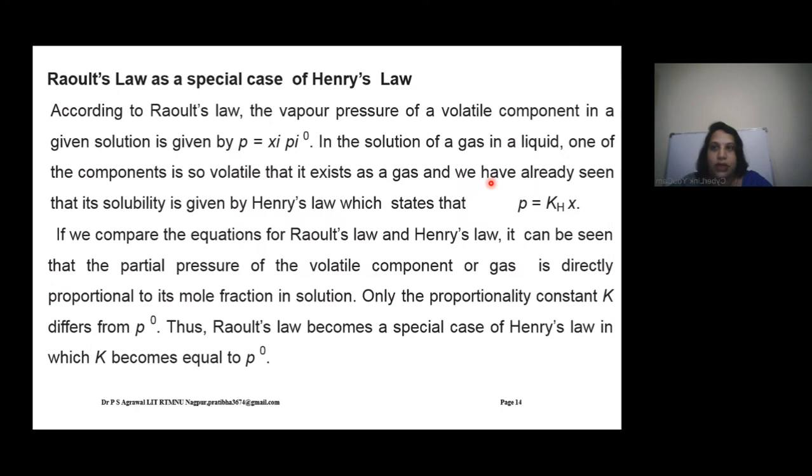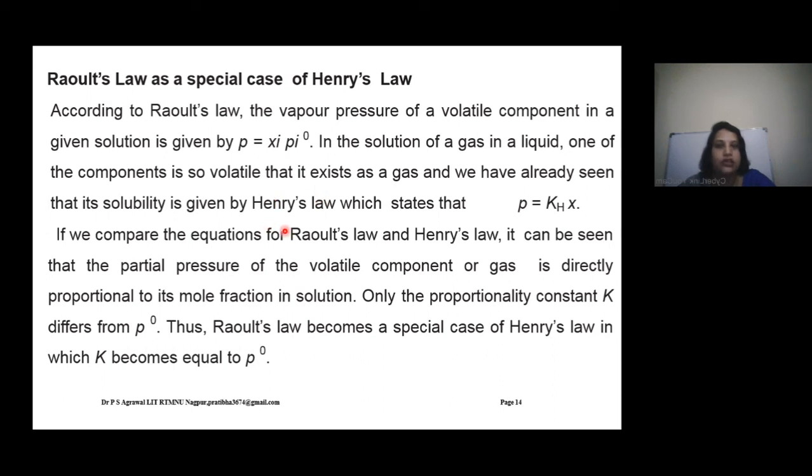Now, there are some problems which are given on this, which you can see. Now, Raoult's law and Henry's law. In the last unit also we have discussed that according to Raoult's law, the vapor pressure of a volatile component is given by this, Pi equals Xi Pi⁰. In the solution of gas in liquid, one of the components is so volatile that it exists as a gas, and we have already seen that the solubility by Henry's law is p equals Kh x.